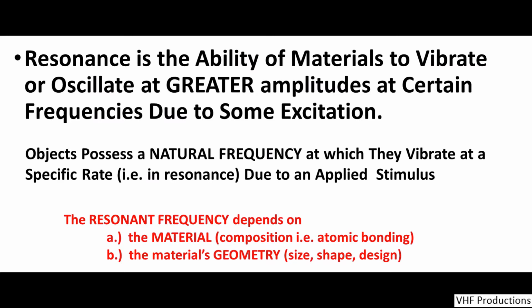As mentioned previously, the property of these woods most important for using them in musical instruments is the ability to tune the frequency at which they vibrate. Resonance is the ability of a material to vibrate or oscillate at greater amplitudes at certain frequencies due to the excitation or being struck. Objects possess a natural frequency at which they vibrate at a specific rate, referred to as being in resonance, due to an applied stimulus or being impacted. The resonant frequency depends on the material composition, atomic bonding, and so forth, as well as the material's geometry, size, shape, design, density, and so forth. These are the things that we can use to tailor the specific resonant frequency that you want to get out of a piece of wood.